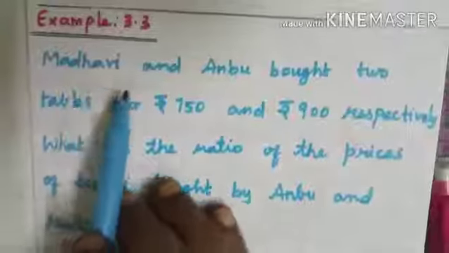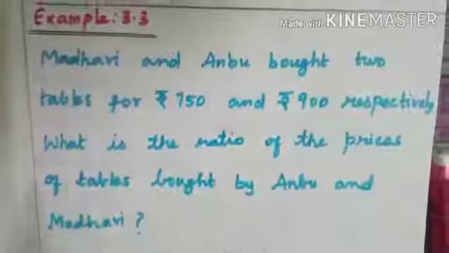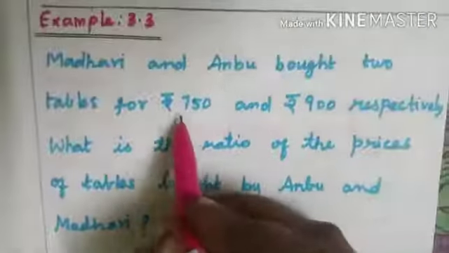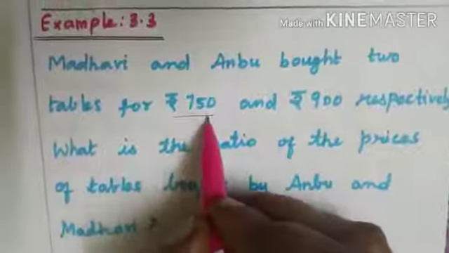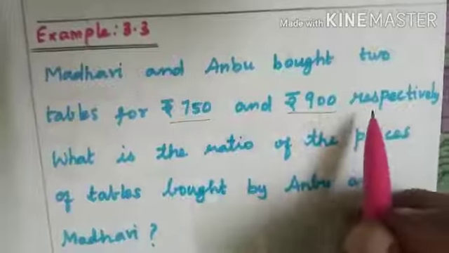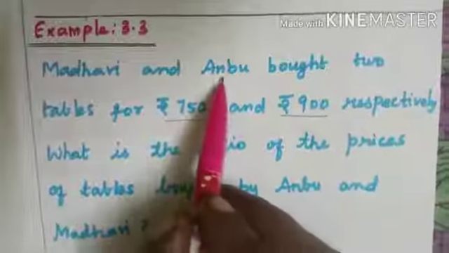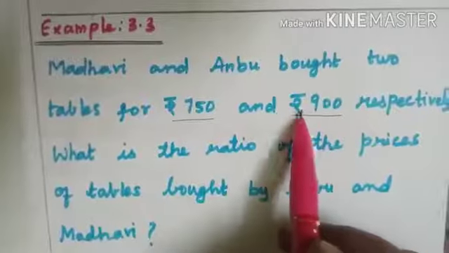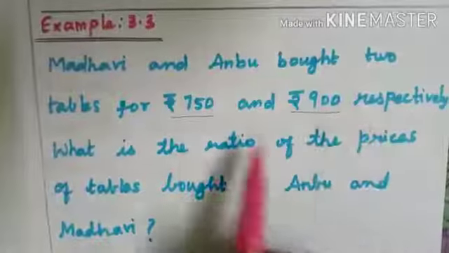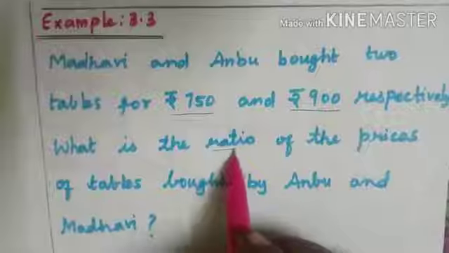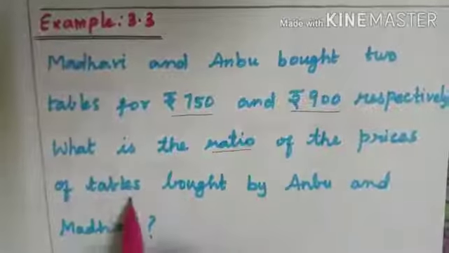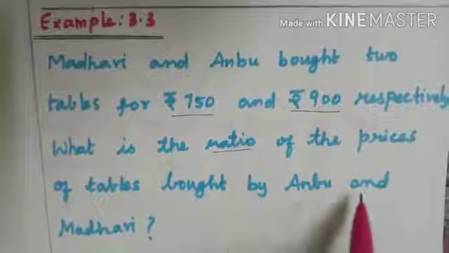Then next question is example 3.3. Madhavi and Anbu bought 2 tables for rupees 750 and rupees 900. So Madhavi bought the table for 750 and Anbu bought the table for rupees 900 respectively. What is the ratio of the prices of tables bought by Anbu and Madhavi?